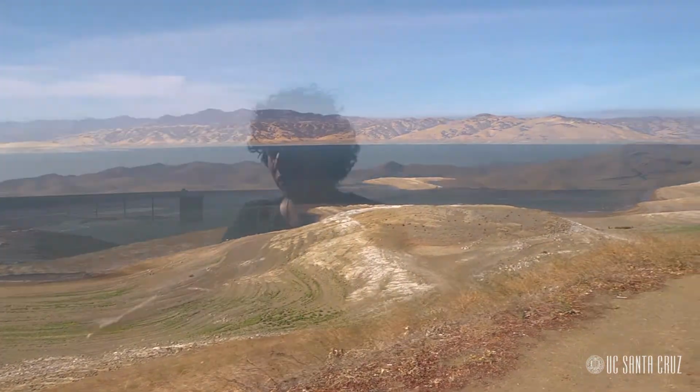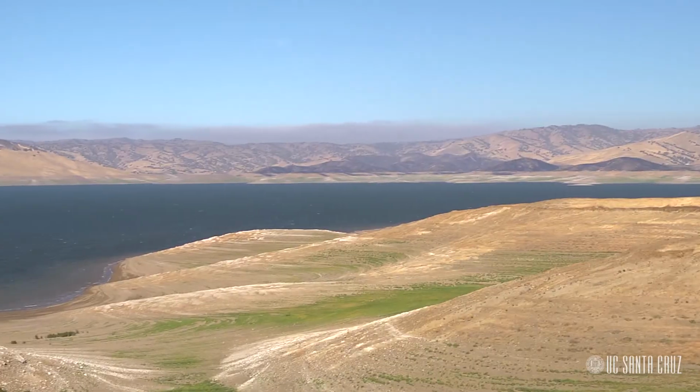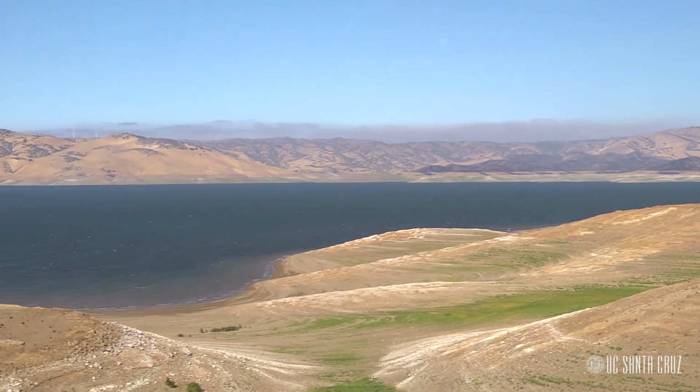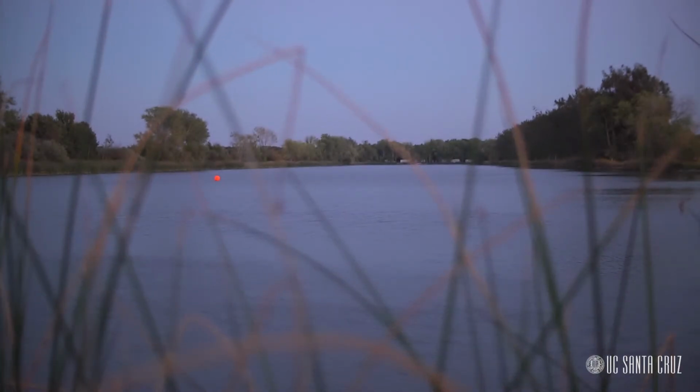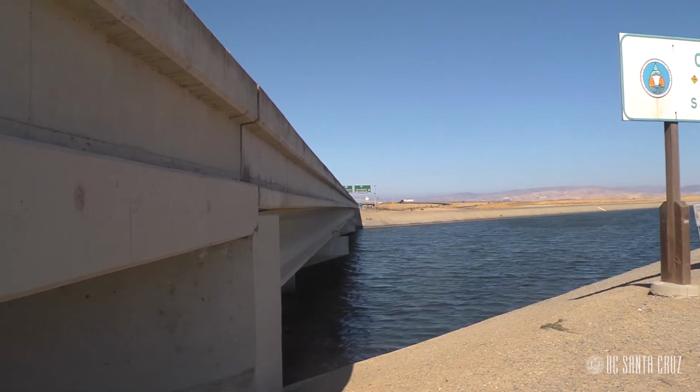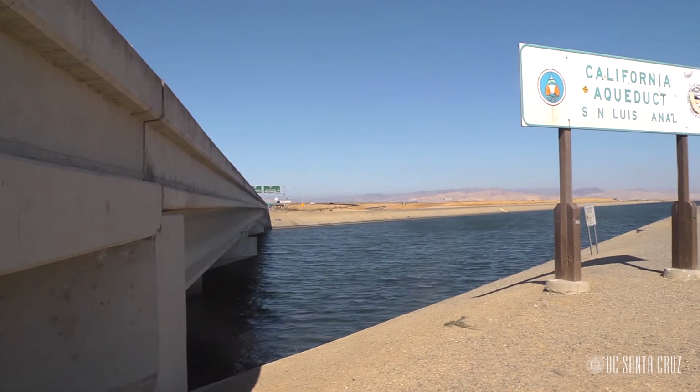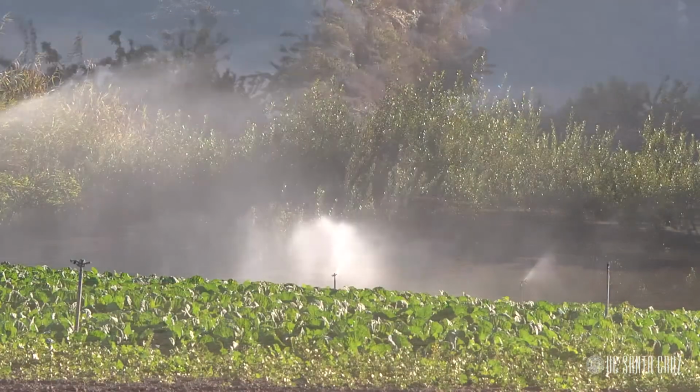So San Luis Reservoir is part of the State Water Project. It was built in the mid-1960s and first filled in 1969. It's a storage facility. So water is pumped here from the Sacramento-San Joaquin Delta, and then it's stored here and conveyed from here to agricultural users throughout this region for irrigation.